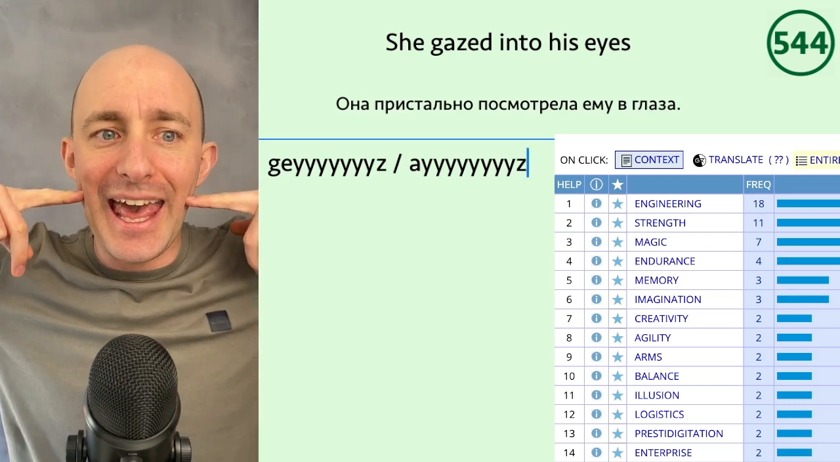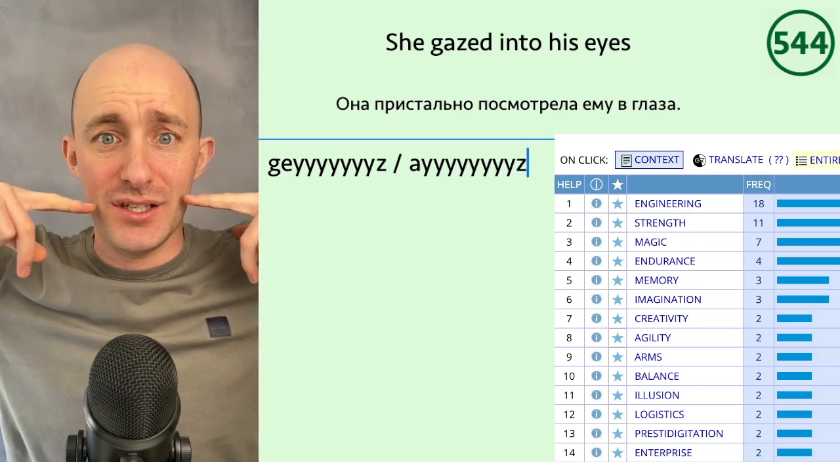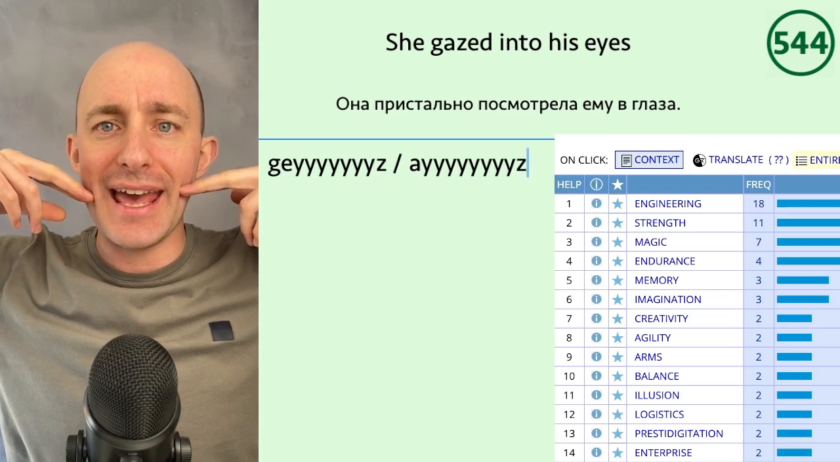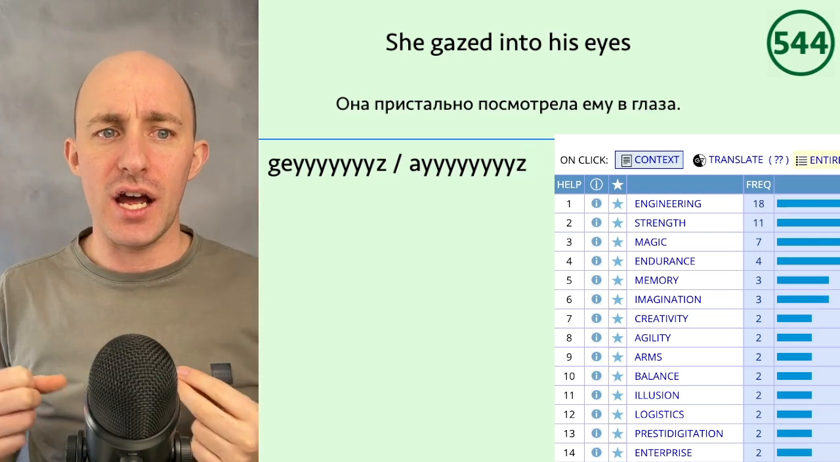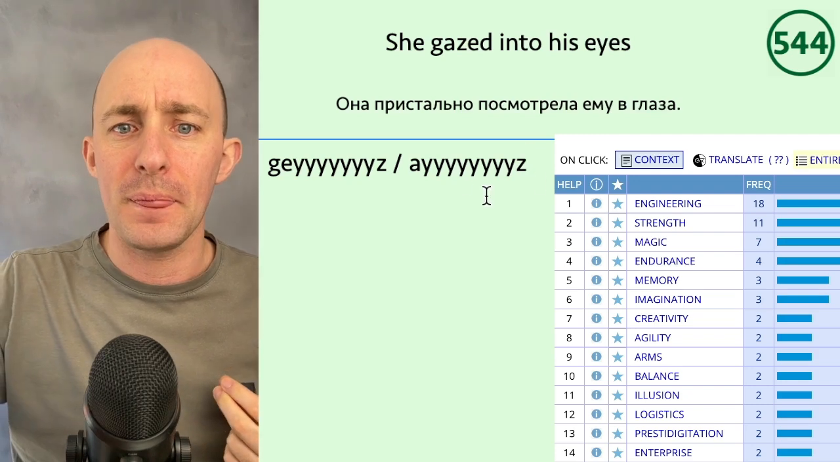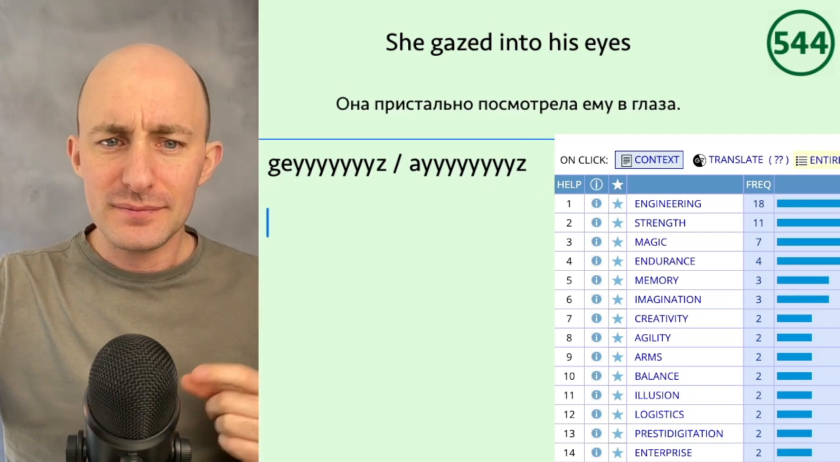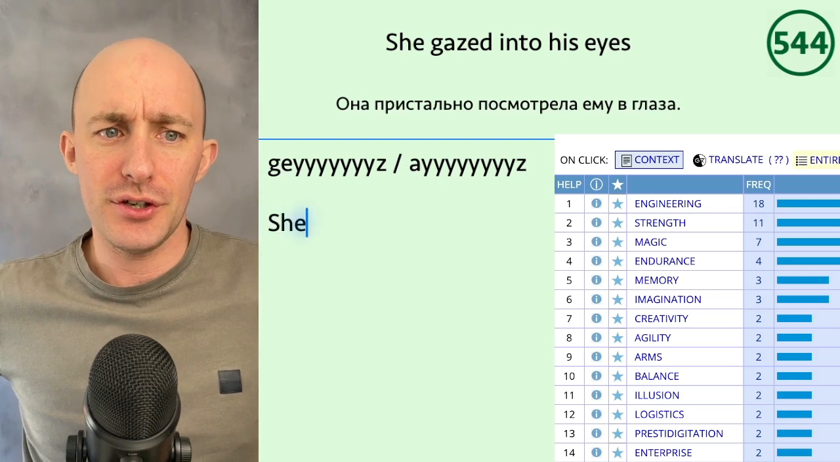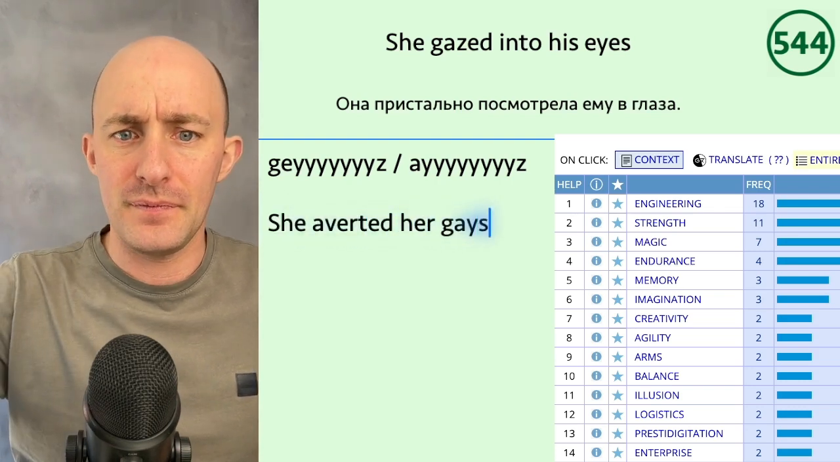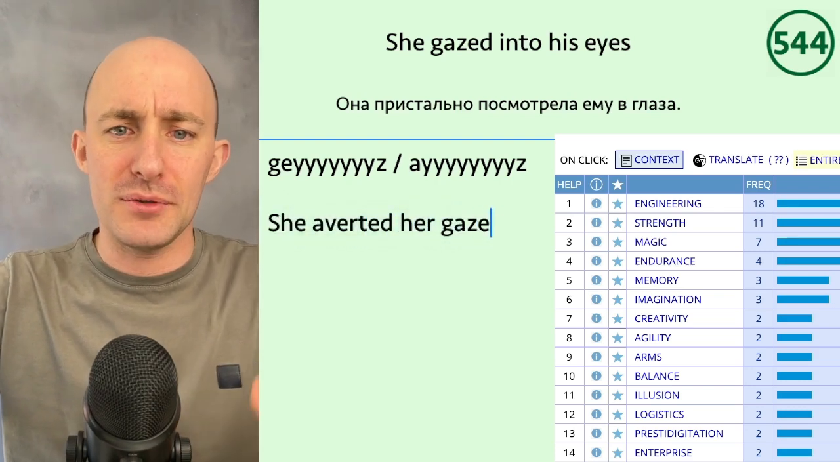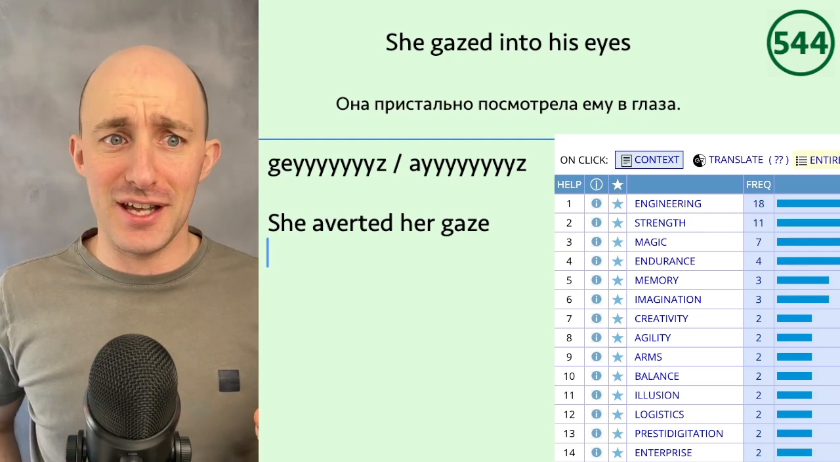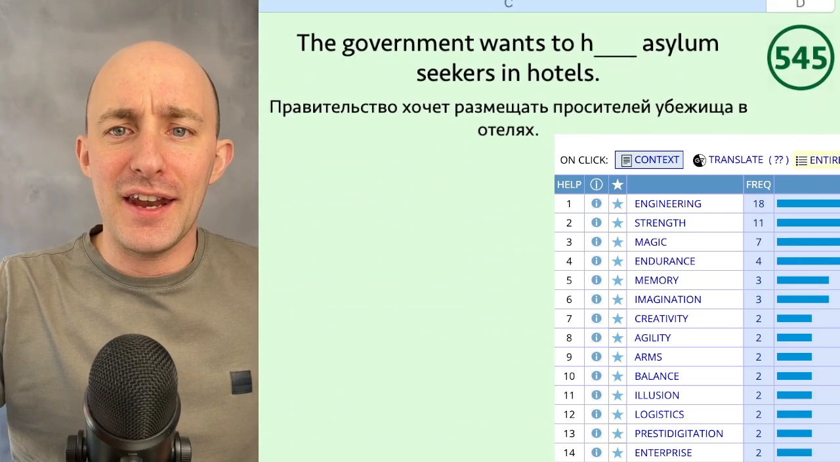And look, gazed in the smile position. Eyes. Relaxed lips. Gazed eyes. There's also a nice phrase with this word. She averted her gaze. No, not homosexuals. Gaze. Means she looked the other way. She averted her gaze. Okay, the next one.